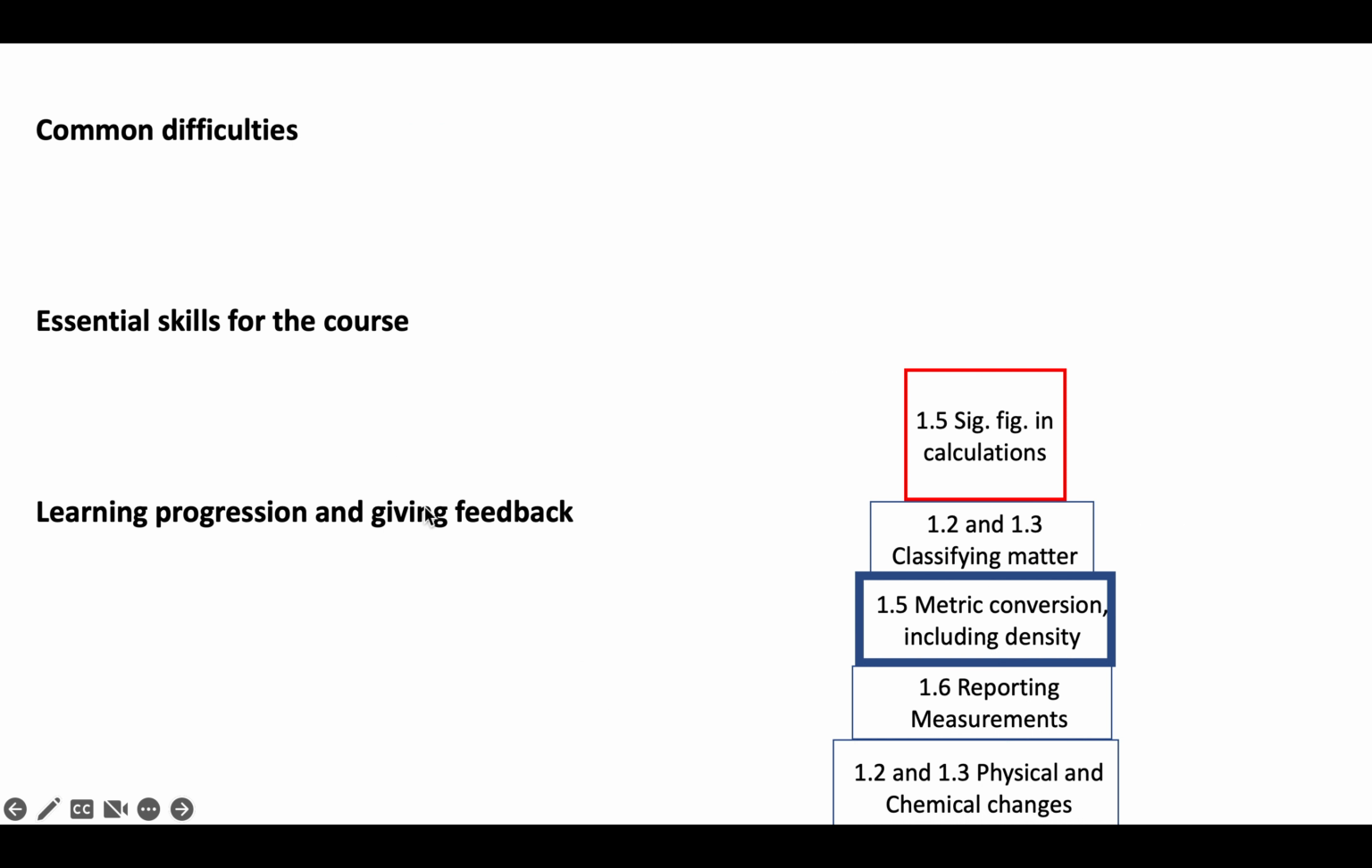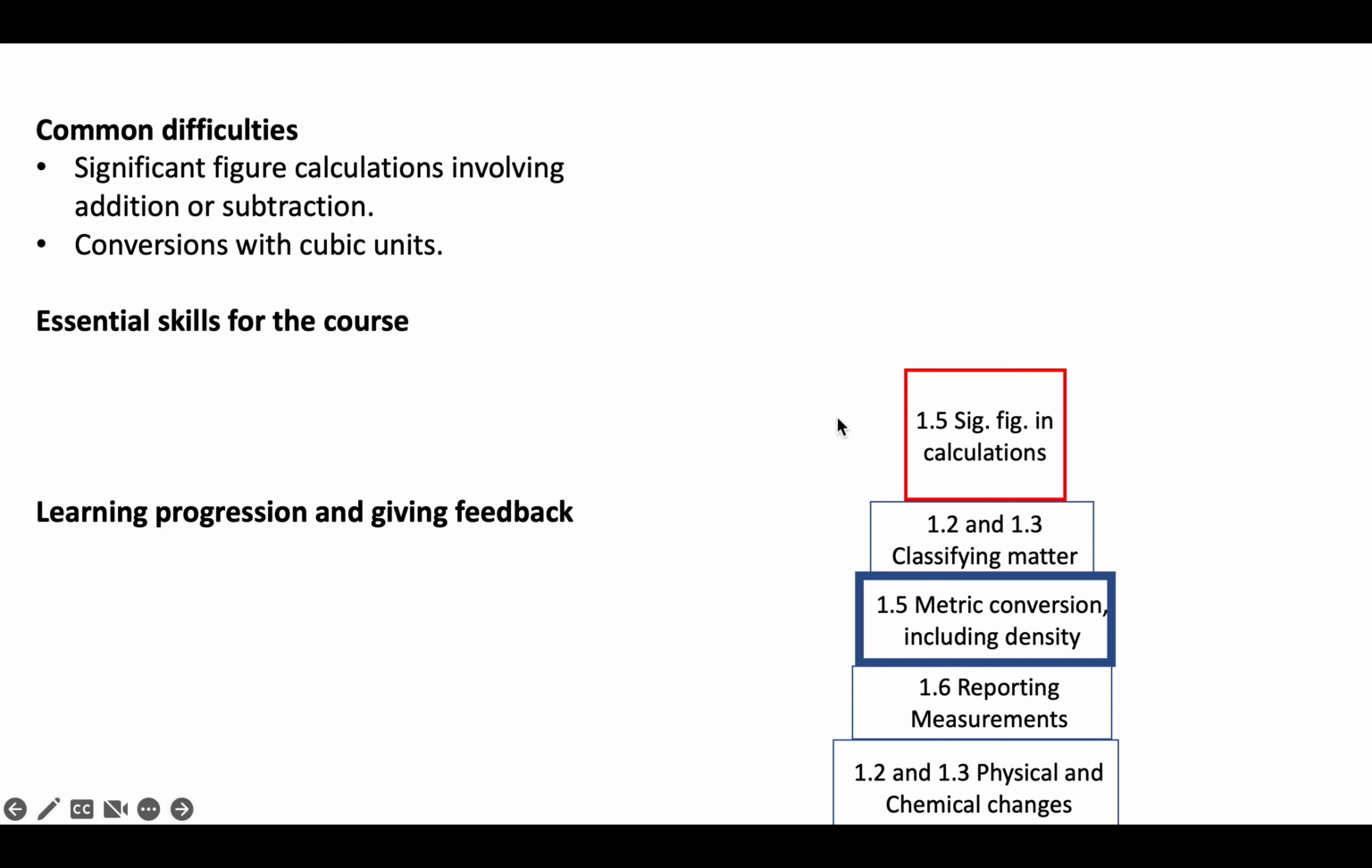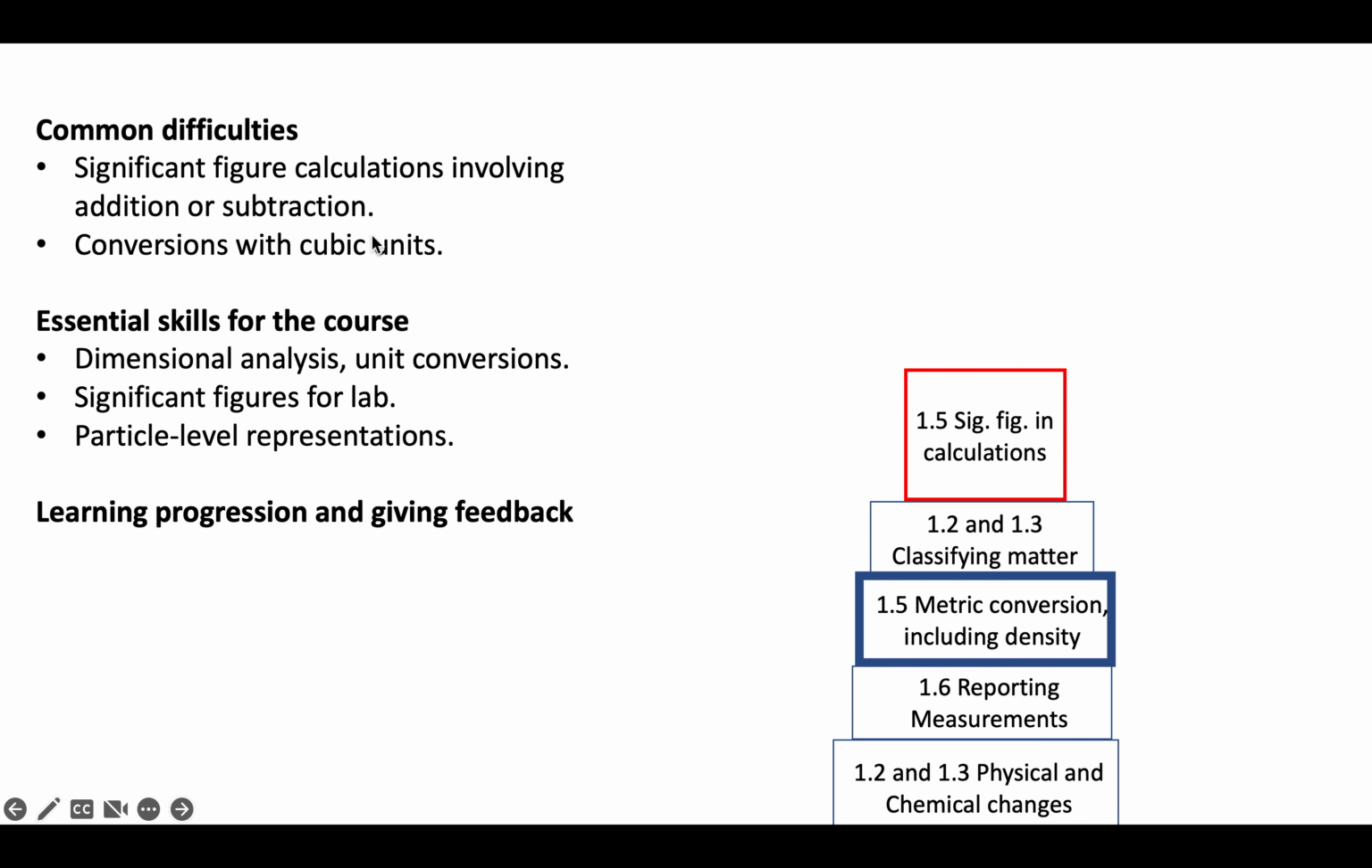If I'm looking at these and thinking about common difficulties students have, they're the ones here near the top of the pyramid. Significant figure calculations involving addition and subtraction. That's an area students struggle, and also using conversions with cubic units. Essential for the course, what we want to have them begin to develop and use going forward would be skills involving dimensional analysis and unit conversions. As I just mentioned, significant figures, especially for lab, and being able to understand particle level representations.